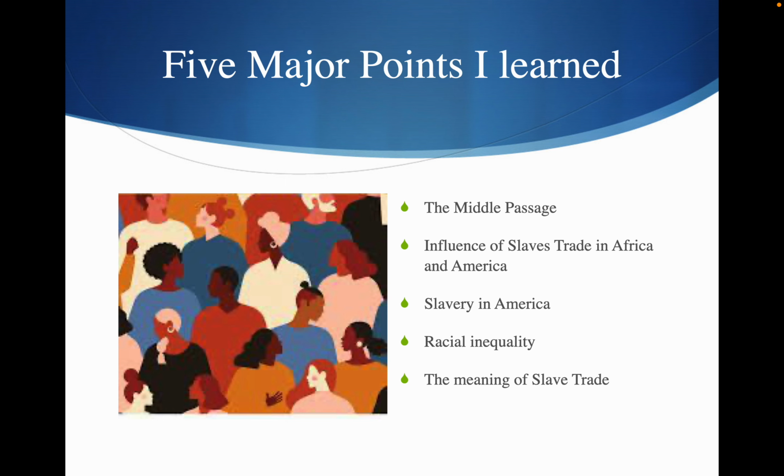The five major points that I learned are the Middle Passage, the influence of the slave trade in Africa and America, slavery in America, racial inequality, and the meaning of the slave trade.